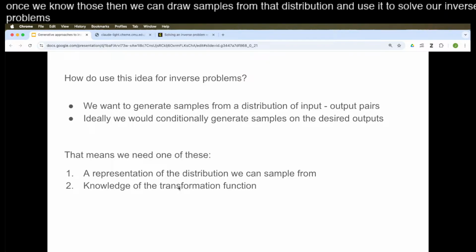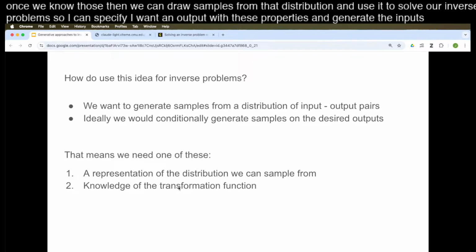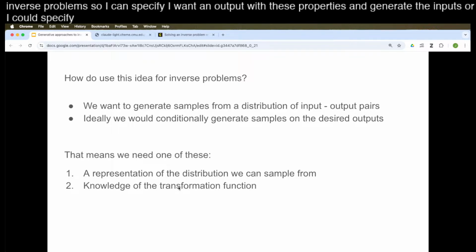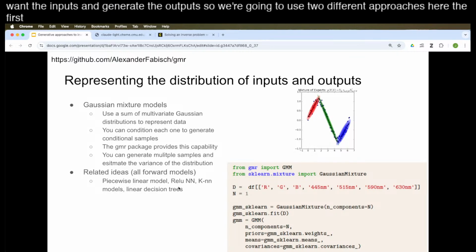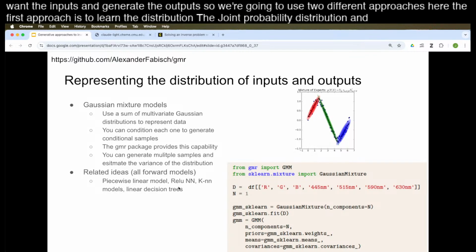And once we know those, then we can draw samples from that distribution and use it to solve our inverse problems. So I can specify I want an output with these properties and generate the inputs, or I could specify I want the inputs and generate the outputs. So we're going to use two different approaches here. The first approach is to learn the distribution, the joint probability distribution, and we use the Gaussian mixture model for that.